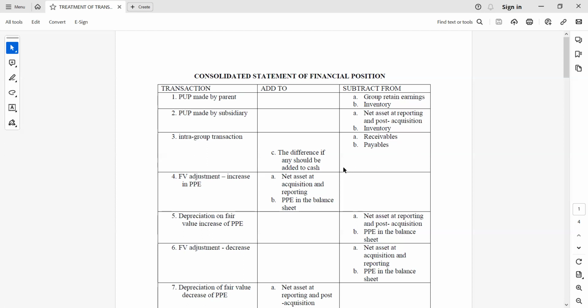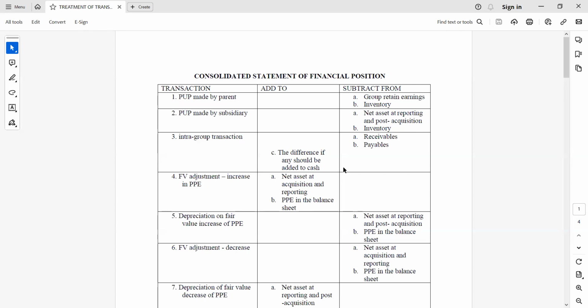Okay, so sometimes you will have intragroup transactions, be it cash in transit or goods in transit. This also sometimes causes differences in the balance sheet. You see that one entity will be recording this as cash in transit, or otherwise in receivables, and then the other company recording it as payables. So in this instance too, it is going to affect our payables and our receivables. What you do is the difference, if any, should be added to cash. So we take the difference, we subtract from receivables, and then we subtract from payables.